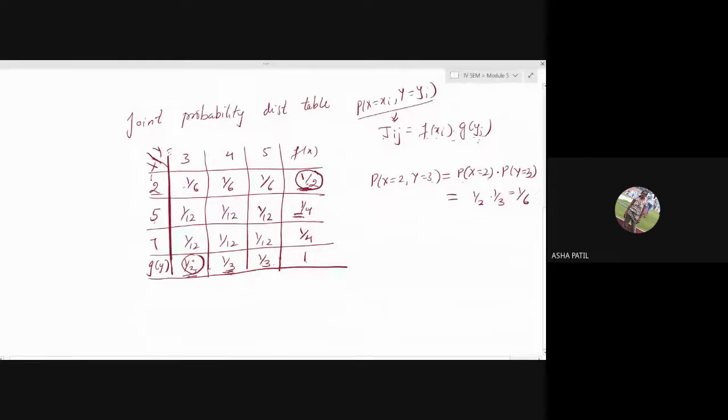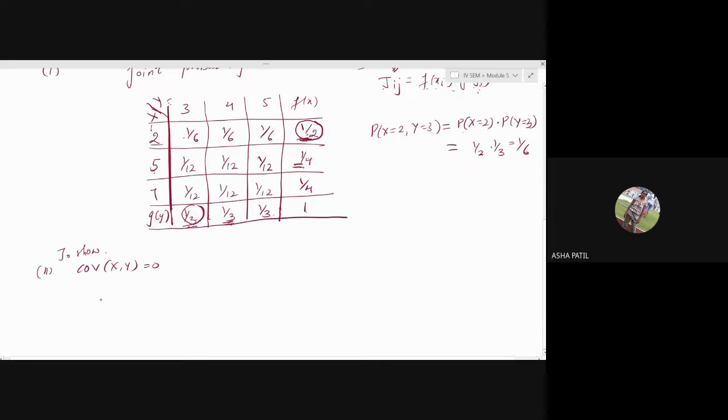What's the next question? Show that covariance of x and y is equal to 0. So for this, first answer is the joint probability distribution. We have done it. Second question is covariance is 0. What all do we have to go for? Covariance of xy must be equal to 0 to show this. What all do you need? What's the formula for covariance of xy? You need expectation of xy, expectation of x, expectation of y.